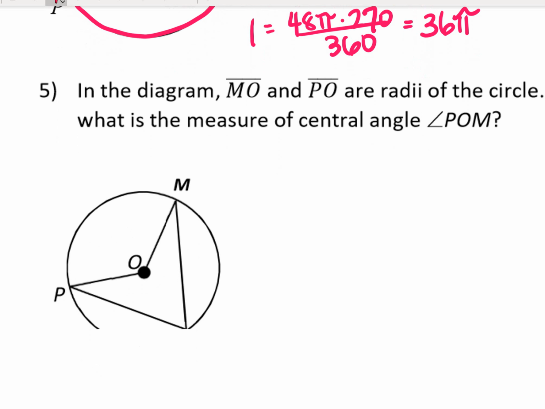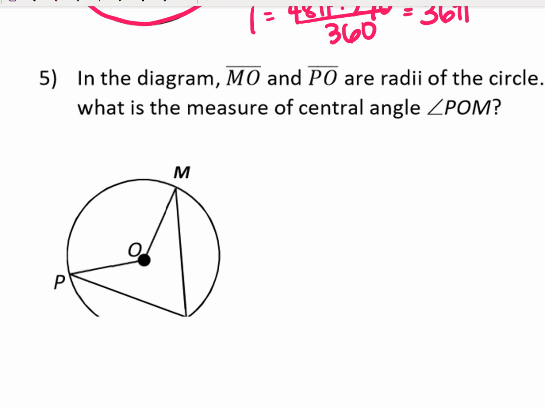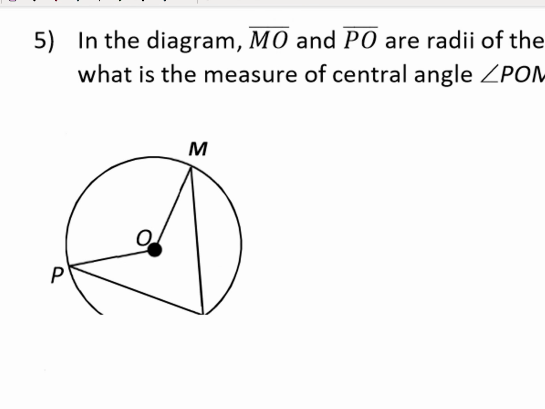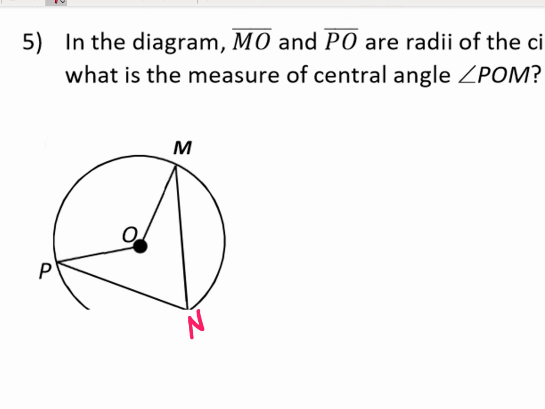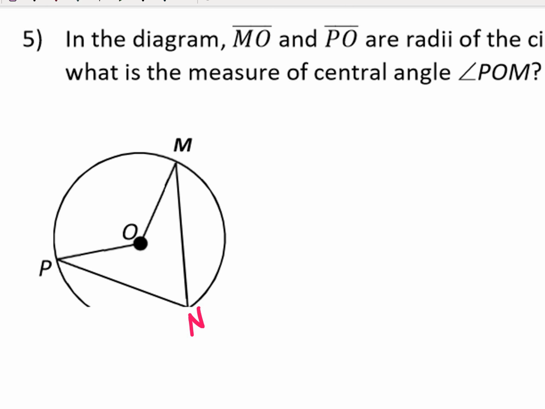All right, number 5. MO and PI are radiuses, so part of my shape looks to be cut off here. This is N. All right. So it's telling us those are radii. MN and PN are chords. If MNP is 74, what is the measure of the central angle POM? So this is what we're trying to find out.